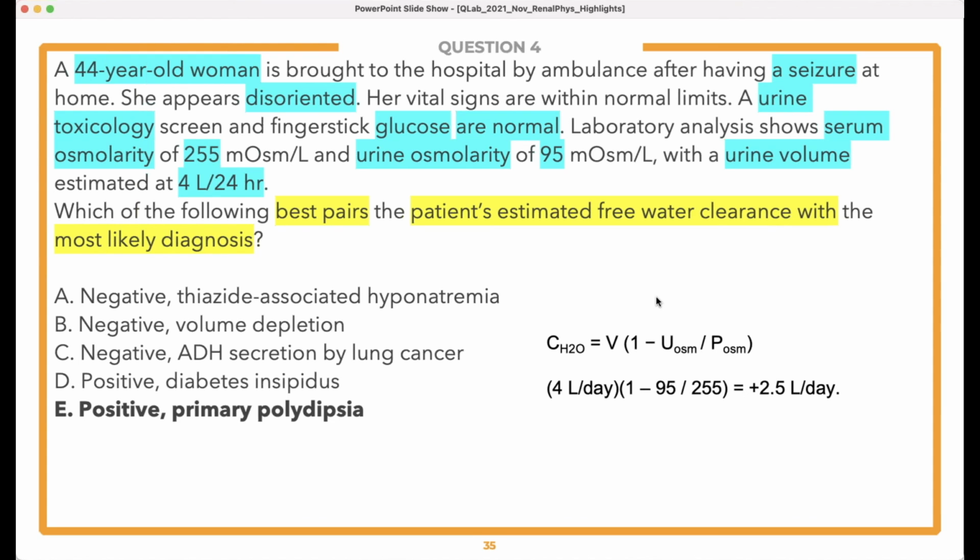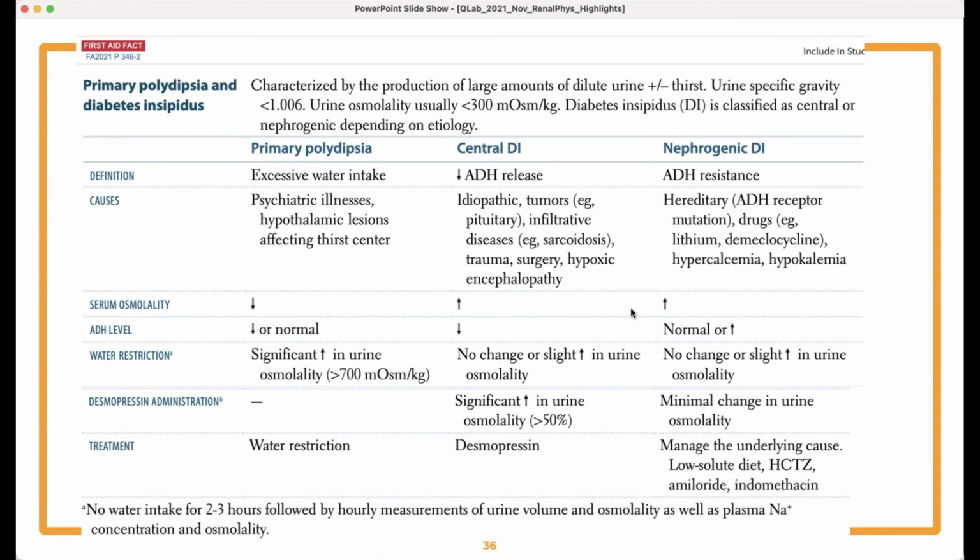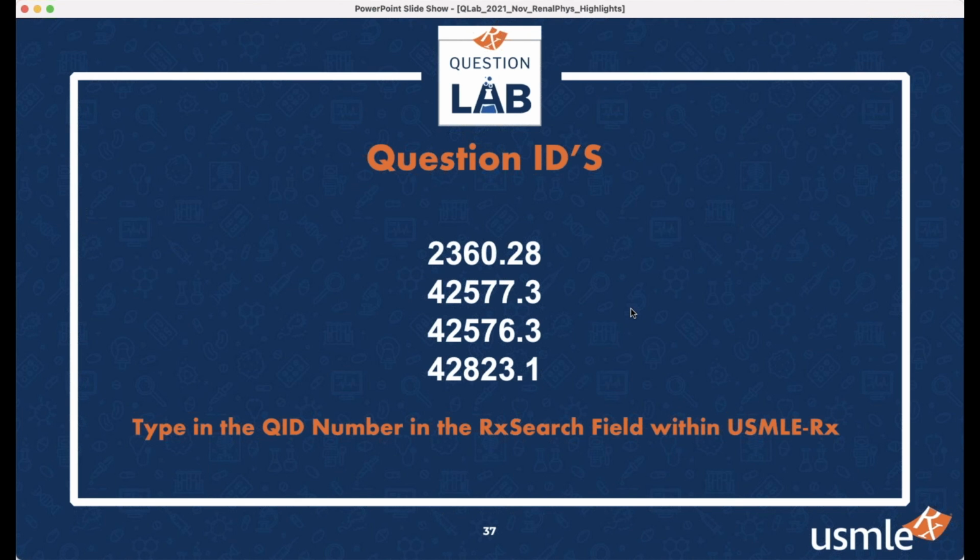So great job with today's questions. Definitely some very important renal topics, some tough questions as well. I'll pass it back to you, Jeff. Excellent. Thank you, Paris. Yeah, good job, everybody. This is a good session for you. These are challenging questions. Renal physiology is not an easy area.